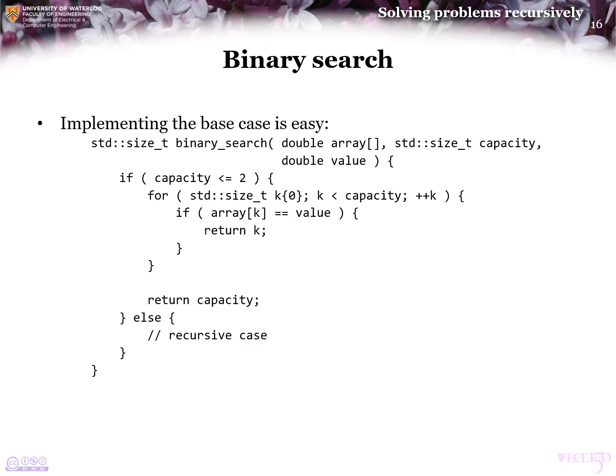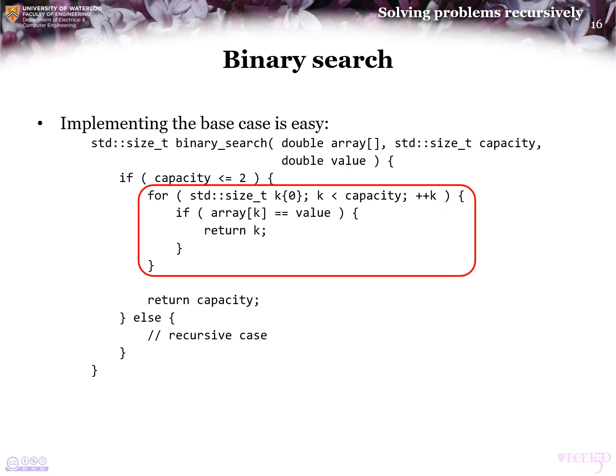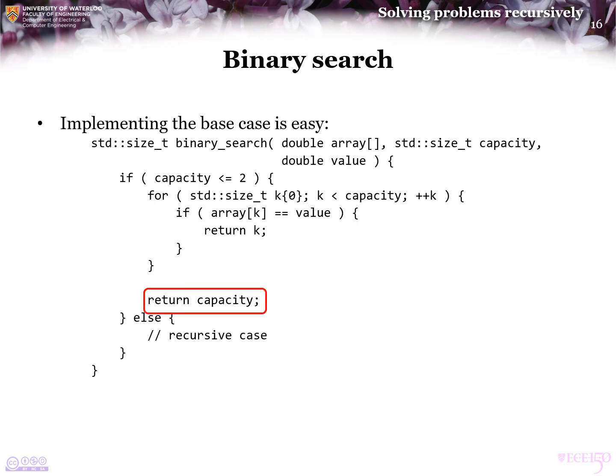Now, implementing the base case is actually quite easy. For if the capacity is less than or equal to 2, then we're just going to have a for loop that starts at 0 and goes up until and including capacity -1. And this works whether or not capacity is 0, 1, or 2. If we find the value in any of these array entries, then we return the corresponding index. Otherwise, if the loop finishes, we obviously haven't found the value, and therefore we just return capacity. This is almost like a very limited linear search.